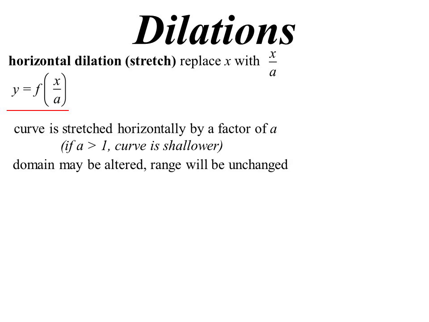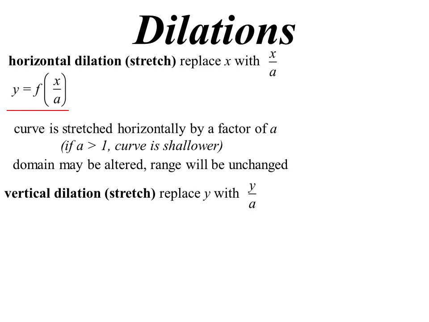The domain might change. I mean, if it's all real x, it's not going to change. It's still going to be all real x. But if it was going between two certain points, when you pull it out, it'll go between two different points. So the domain changes. The range won't change though. All we're doing is pulling it out. We're doing nothing to the height of the function.